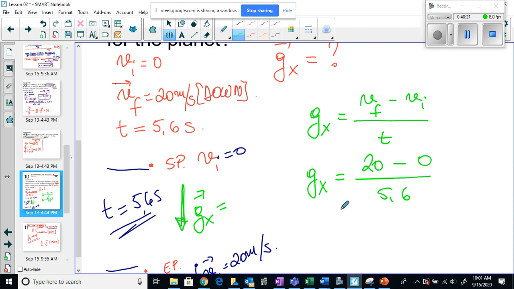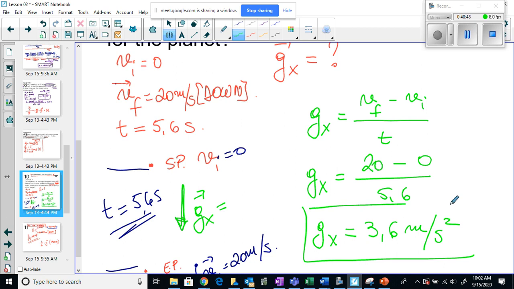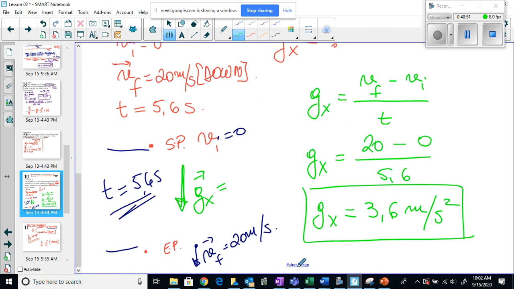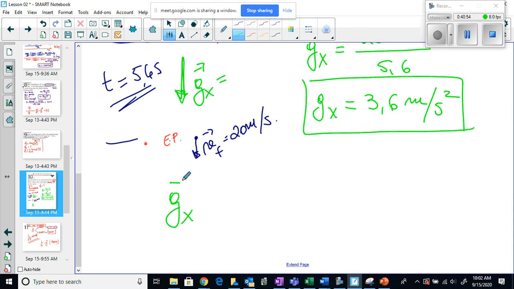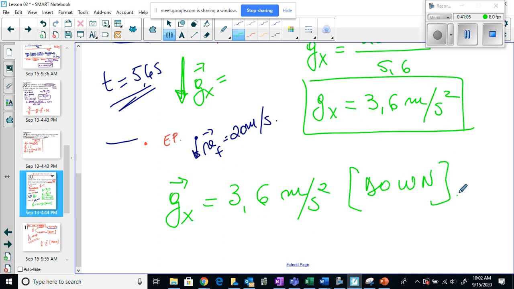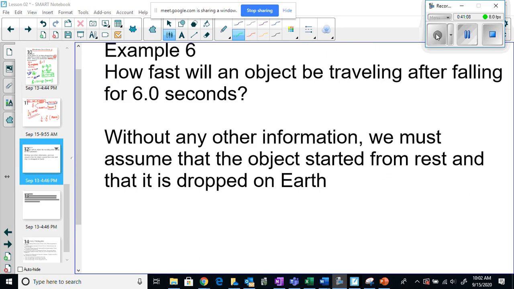So 20 divided by 5.6 equals 3. The calculator gives you 3.5714 and so on. Since we have 2 significant digits, we will write the answer as 3.6 meters per second squared. And this will be the magnitude. If we are fully describing it as a vector, then we will say the acceleration due to gravity at planet X is 3.6 meters per second squared going down. Questions?